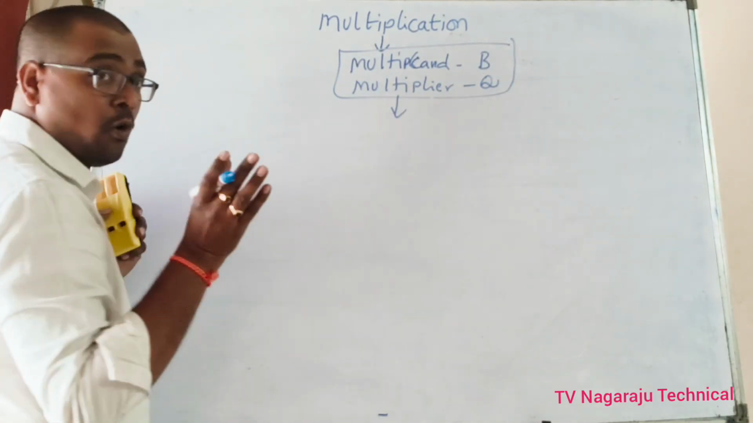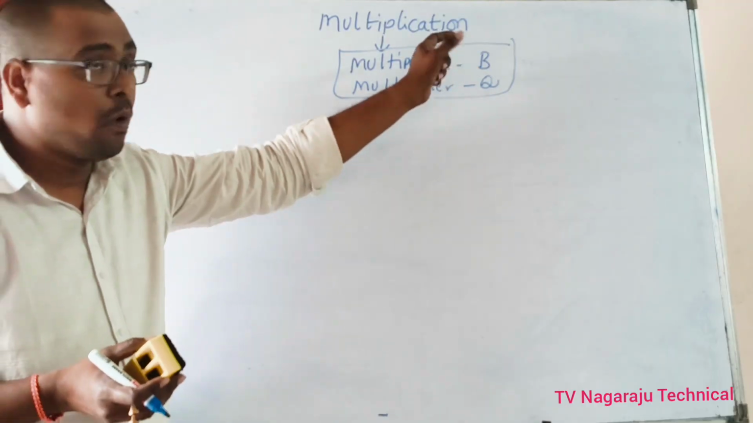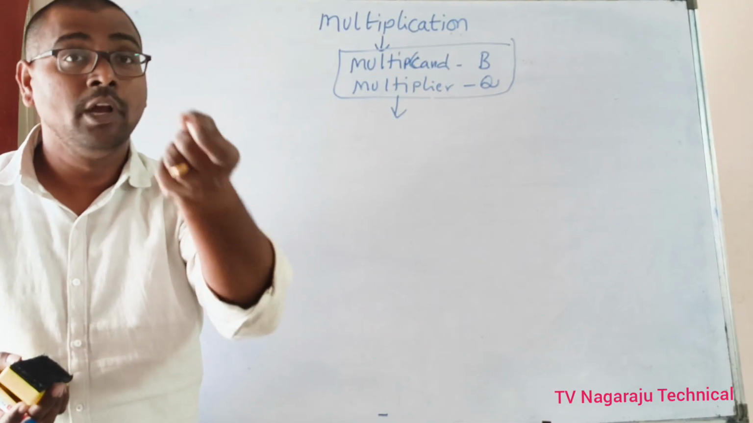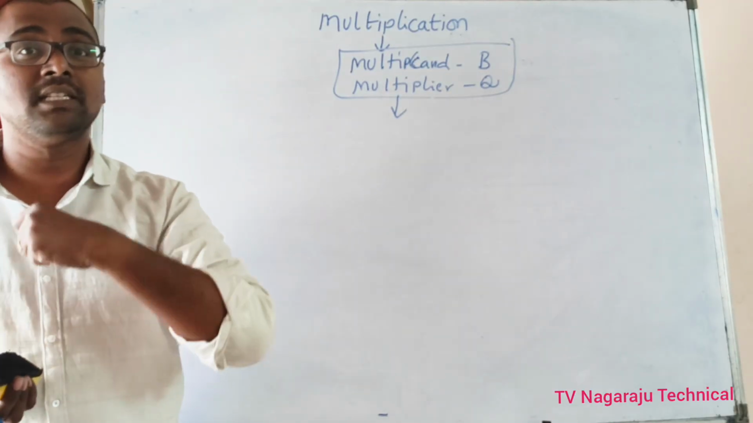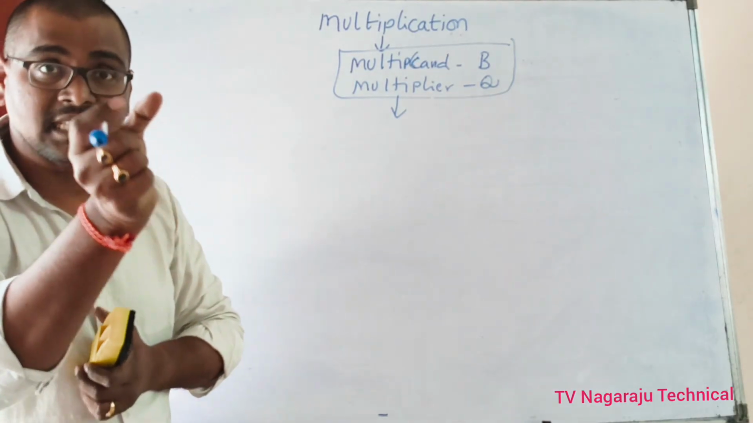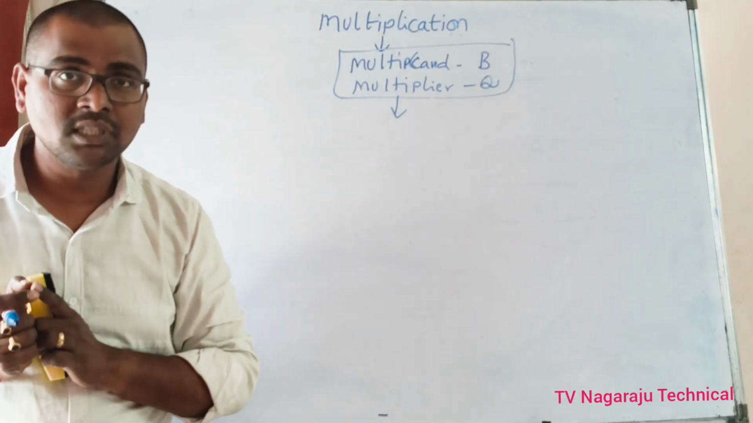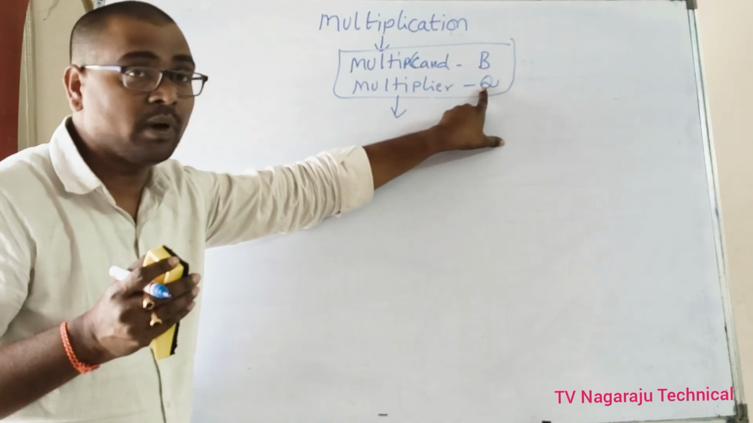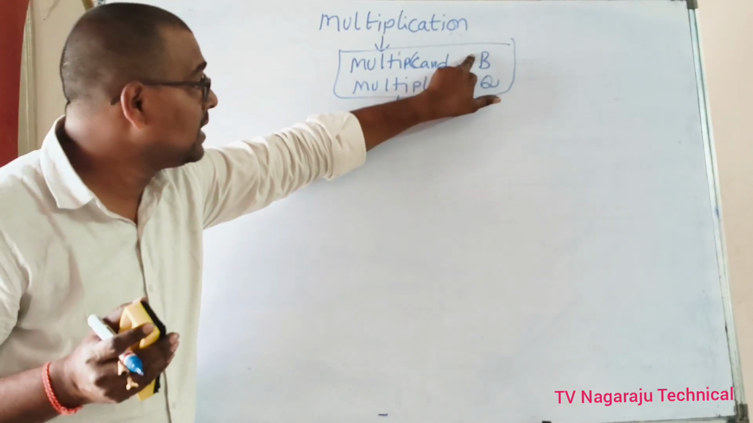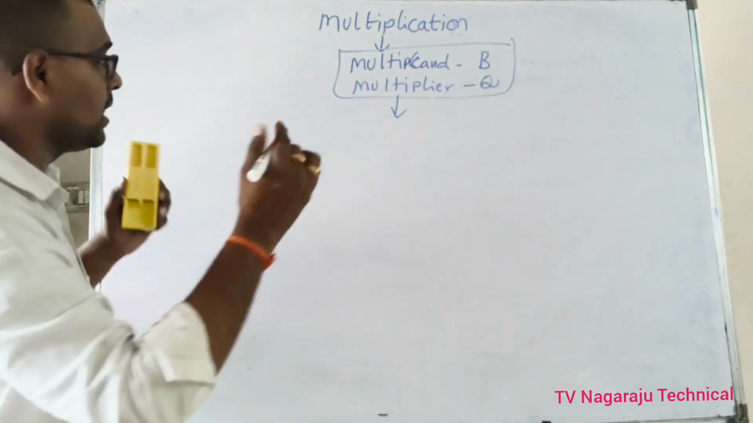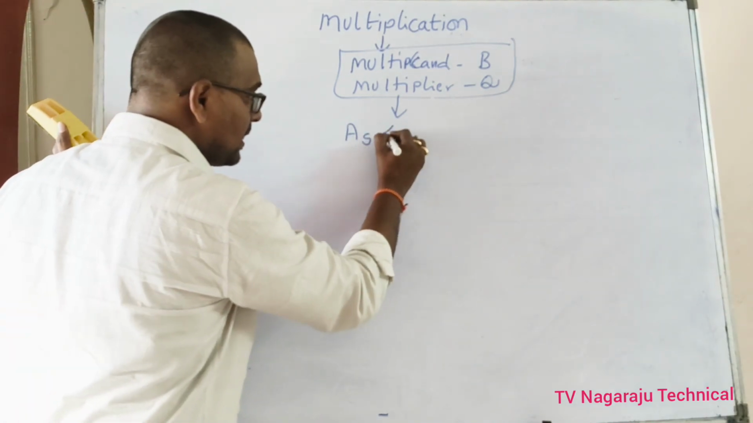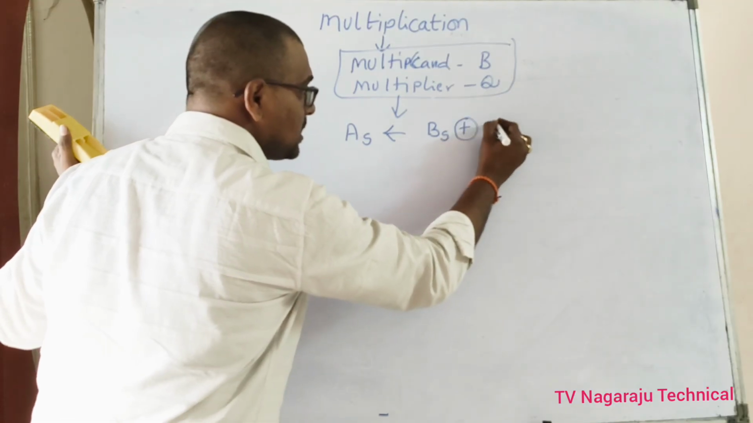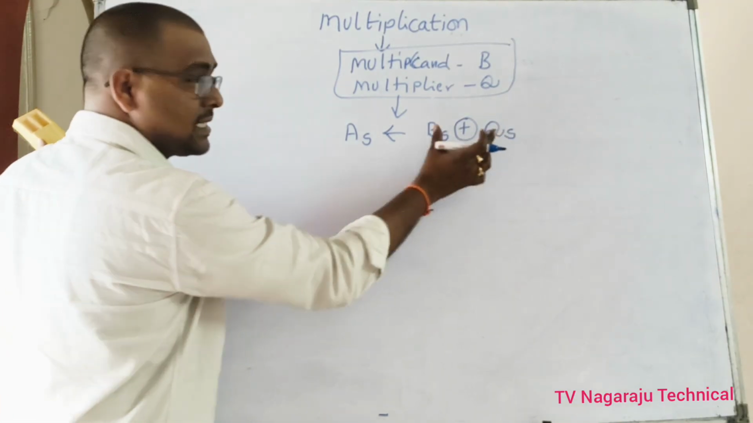Now, what is the sign of the result? If both numbers are positive, the result is positive. If both numbers are negative, minus into minus is positive, so the result is positive. That is, if they have the same sign, the result is positive. If one is positive and the other is negative, or one is negative and the other is positive, the result has a negative sign. So first you need to give the sign. How? Simply take the XOR of the sign of BS with QS.